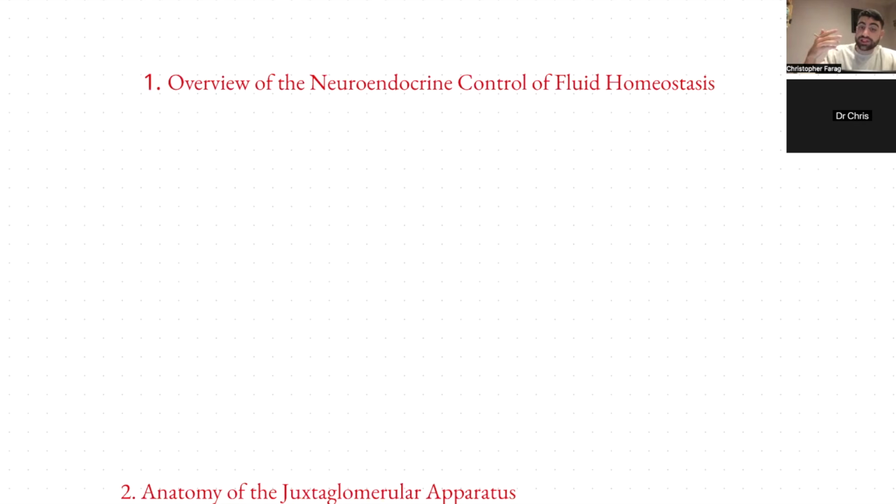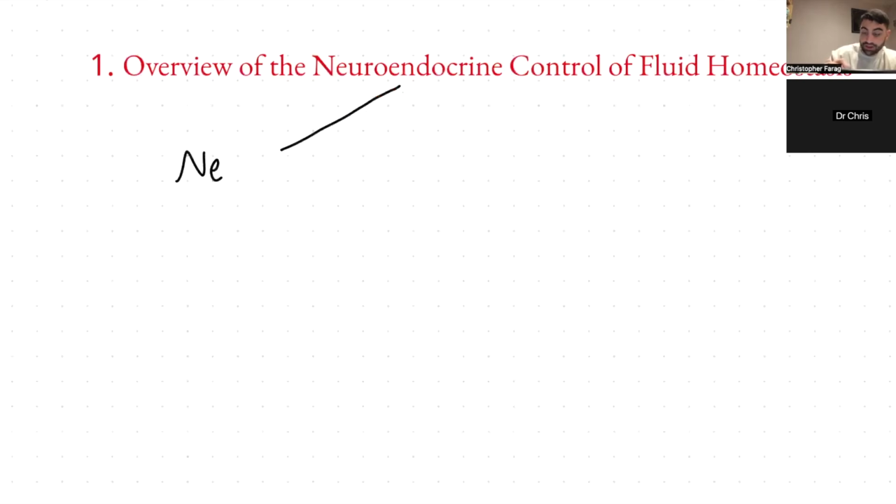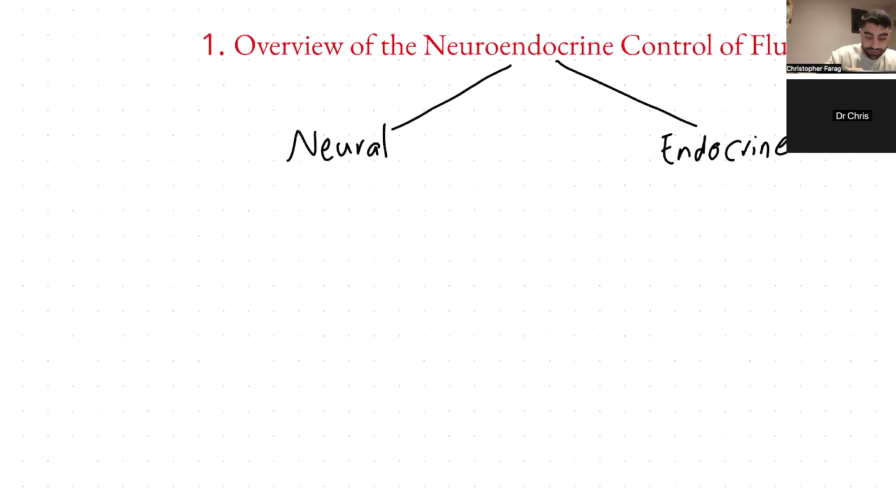When it comes to fluids, there are two main arms. We can branch it out into a neural component and an endocrine component. In other words, things that are controlled by nerves and the brain, as well as things controlled by hormones, neuroendocrine. So in terms of the neural influences on fluid homeostasis, we have our baroreceptors.